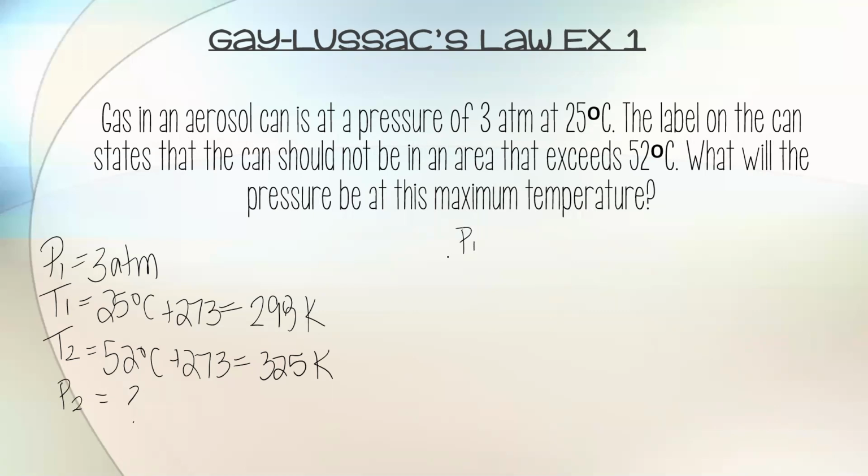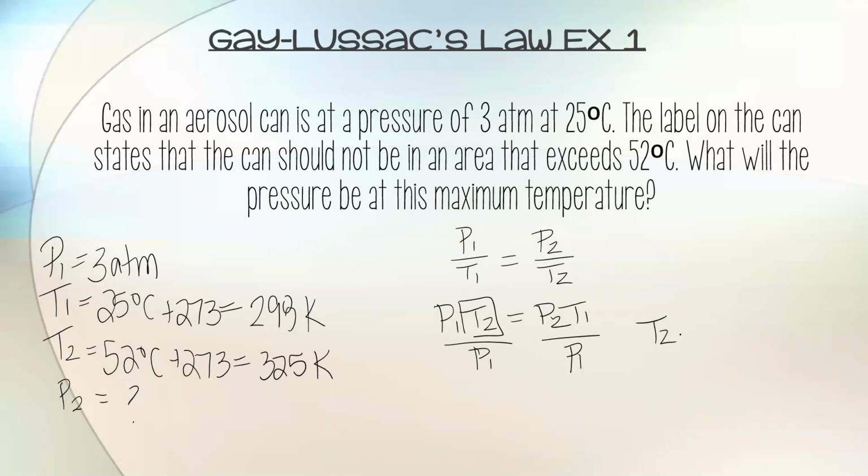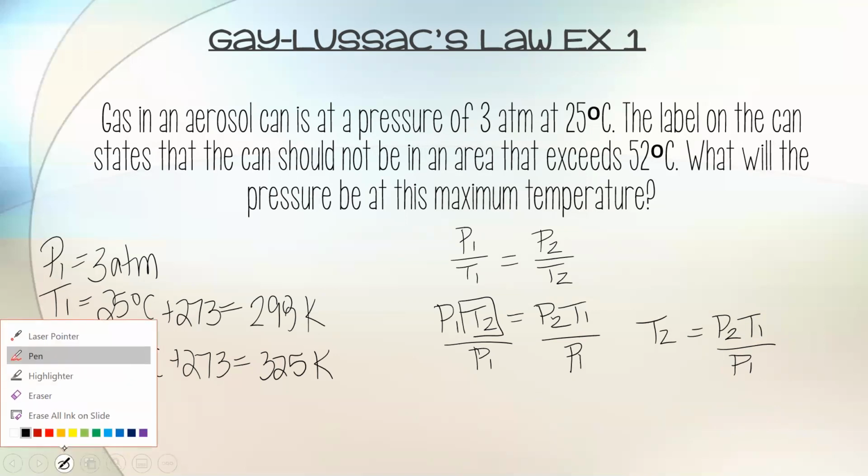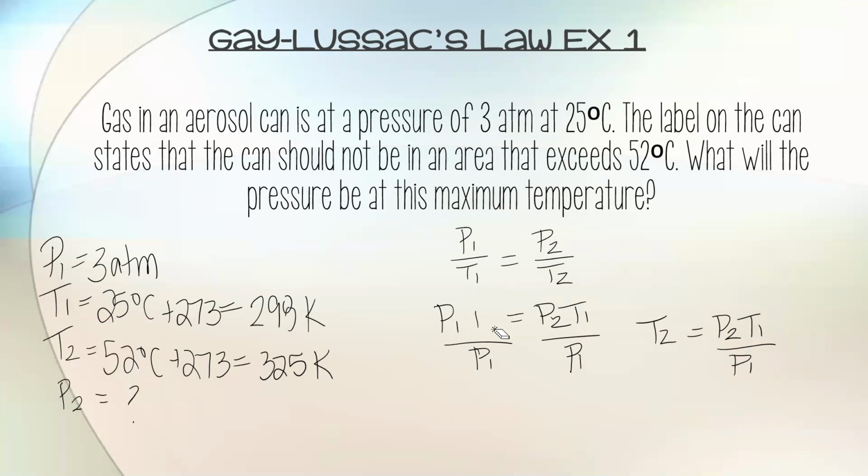So P1 over T1 equals P2 over T2. I like to cross multiply them, so I get P1 T2 equals P2 T1. And I'm solving for T2. Divide both sides by P1. So T2 equals P2 T1 all divided by P1. Plug in my numbers. P2, whoops, I lied. Let me go back, guys. Sorry about that. Were you thinking, what is she doing? I'm not solving for T2. I'm solving for P2. All right, hopefully you are on the right track.